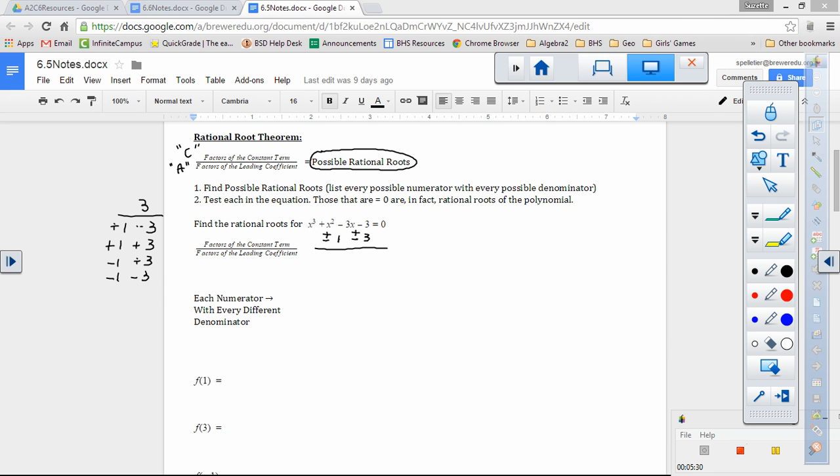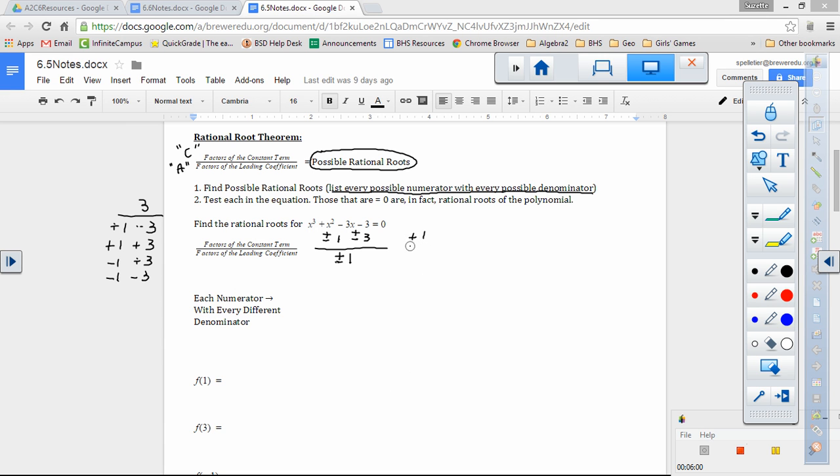Now I'm going to do all the separate factors of my leading coefficient, which again is my A term, and that is 1. So I need plus or minus 1. And this is a fairly short one. You could imagine if the lead coefficient was, let's say, 6, and the constant term at the end was a 12, we would have a multitude of combinations here. Okay, so first we listed our possible factors. Now we have to list every possible numerator with every possible denominator, like this.